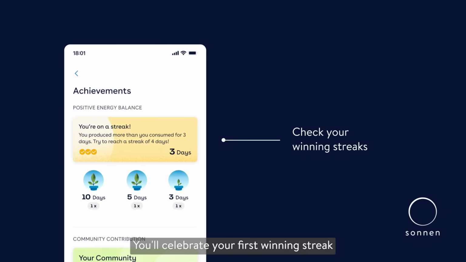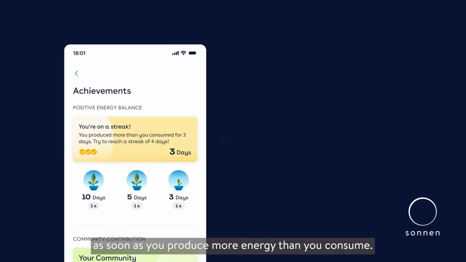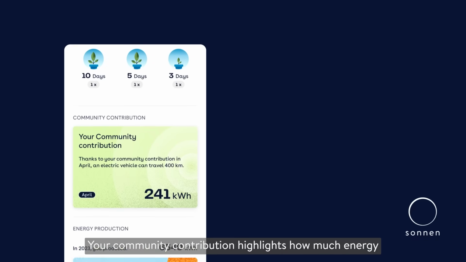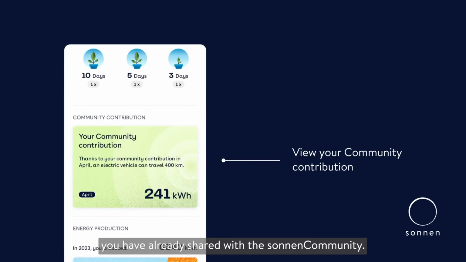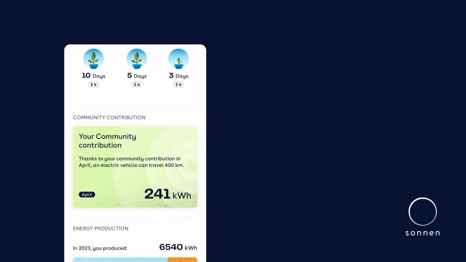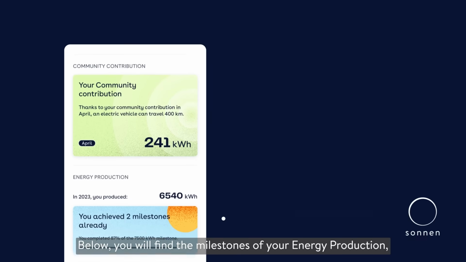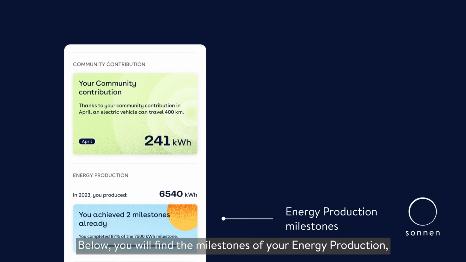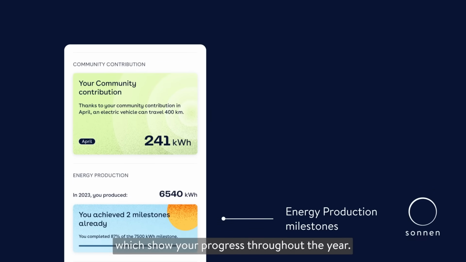You'll celebrate your first winning streak as soon as you produce more energy than you consume. Your community contribution highlights how much energy you have already shared with the Sonnen community. Below, you will find the milestones of your energy production, which show your progress throughout the year.